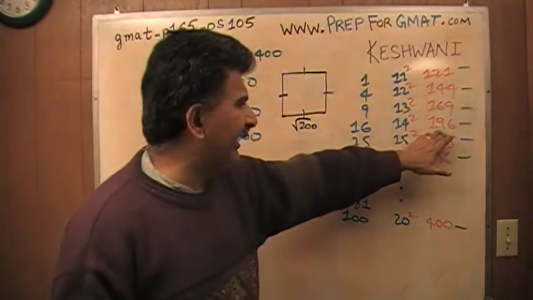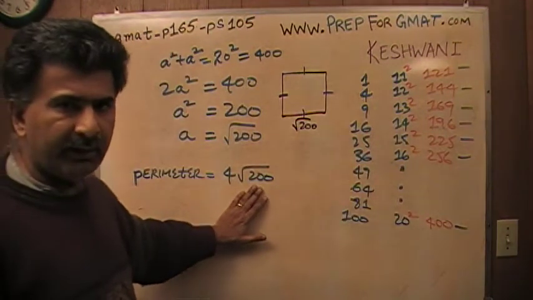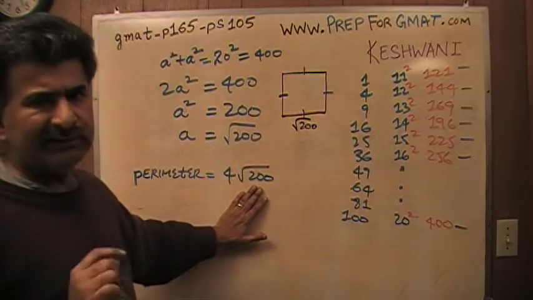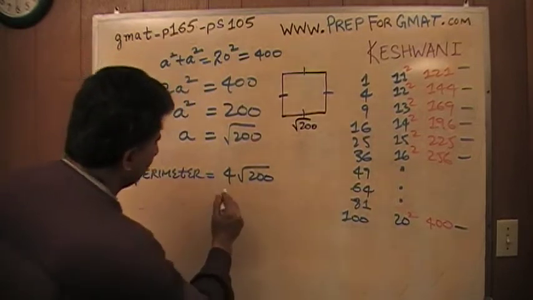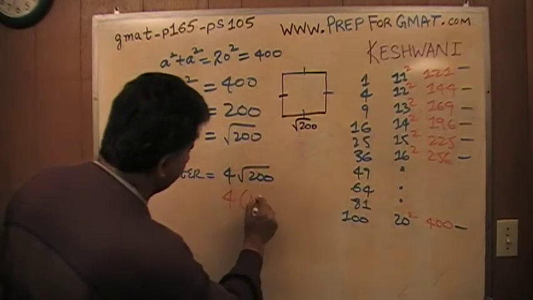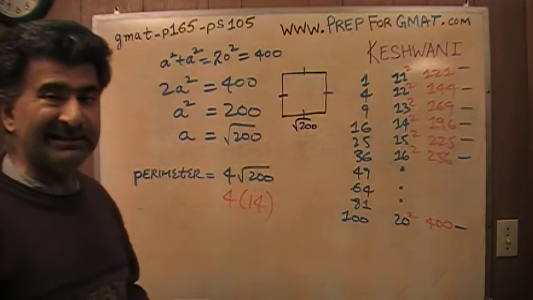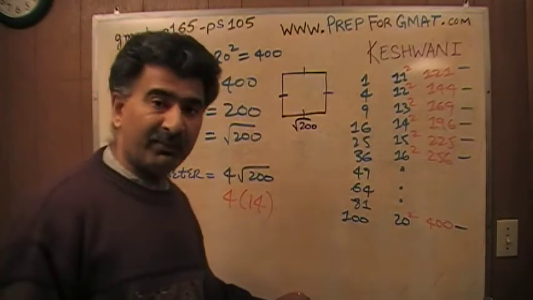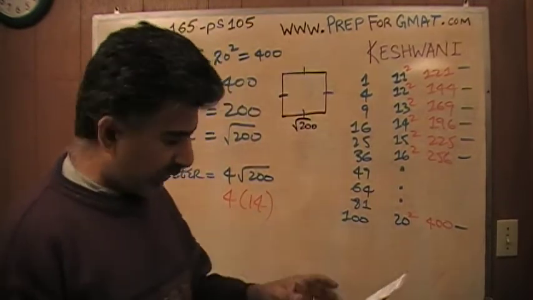The quick way is knowing that 14 squared is 196, which means the square root of 200 is going to be slightly over 14. That's what it is. So what is 4 times 14? Well, I know that 4 times 15 is 60. And since they're looking for an approximate answer, 60 is good enough. Is 60 one of the answers? Well, there you go. The answer is B.